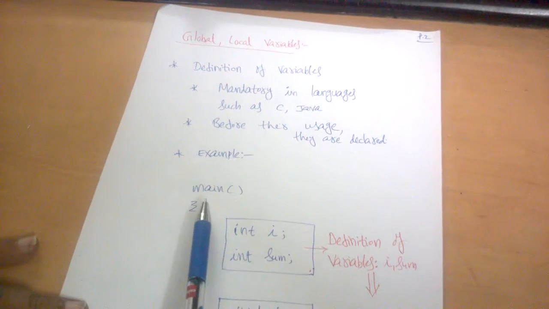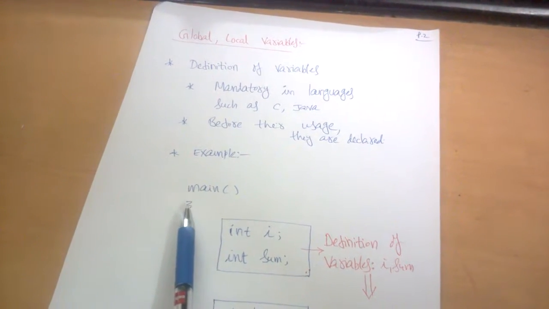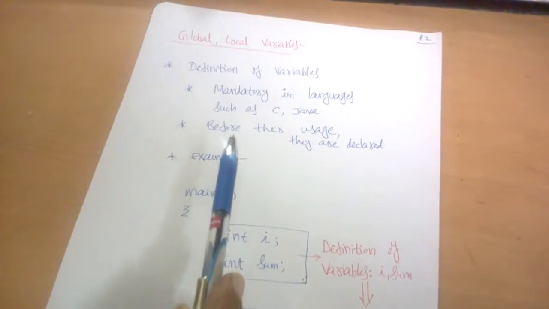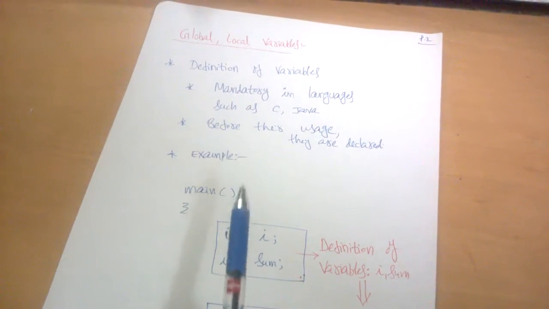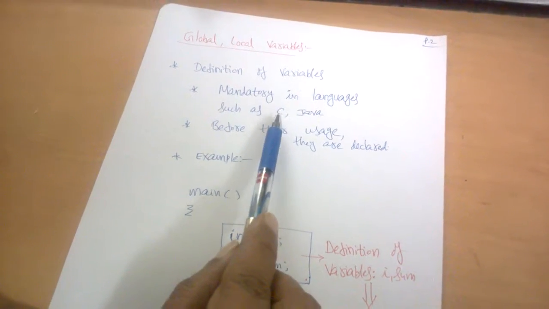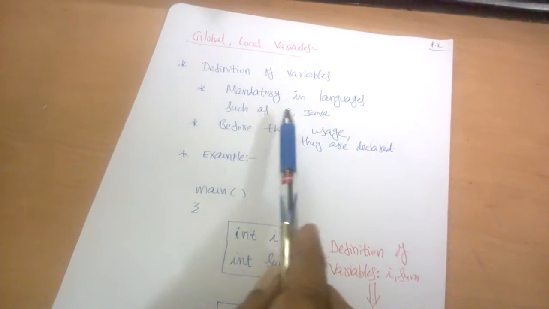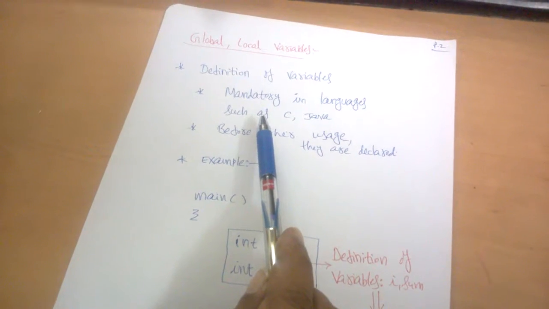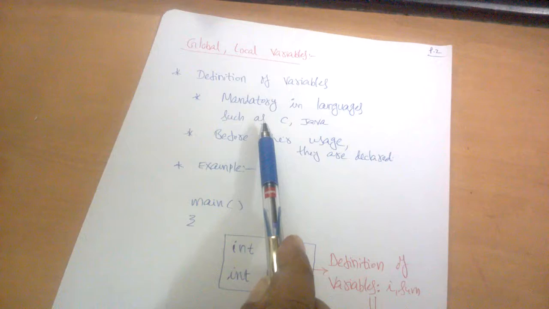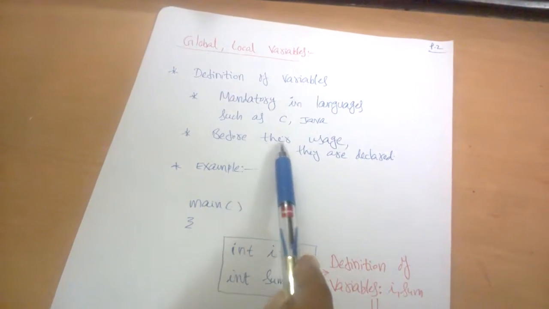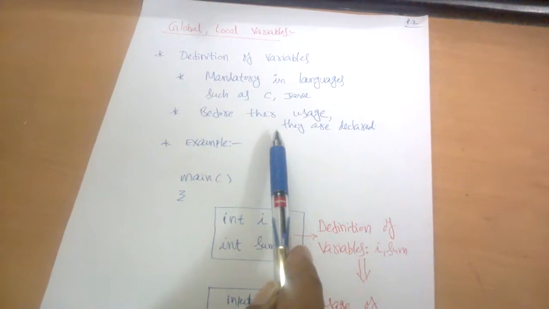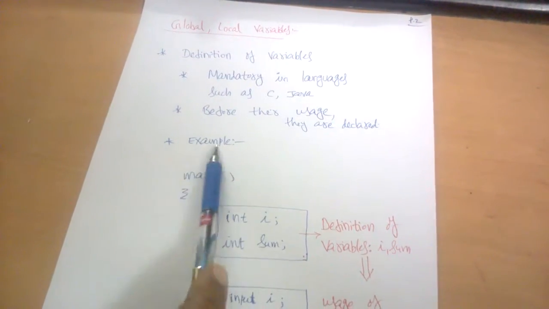This is a C program, or any program in any programming language, and these are the variables. These variables are mandatory in languages such as C and Java. That means you have to define them compulsorily. Without that, you are going to get a syntax error or compilation error, and compilation will not complete. So you have to define them before their usage so that the compiler knows what kind of variable it's dealing with.